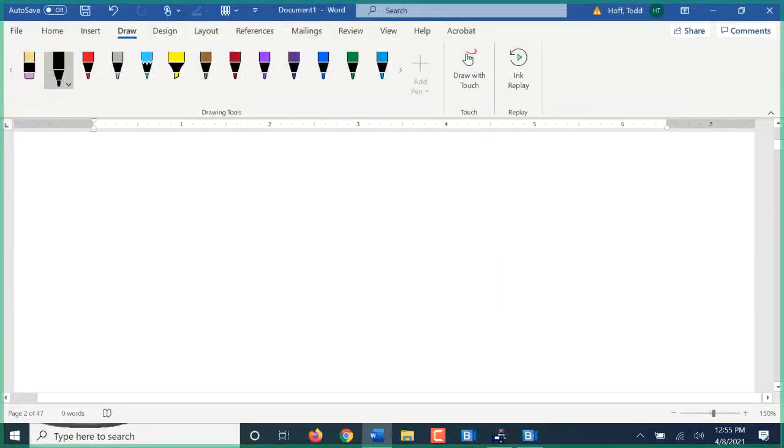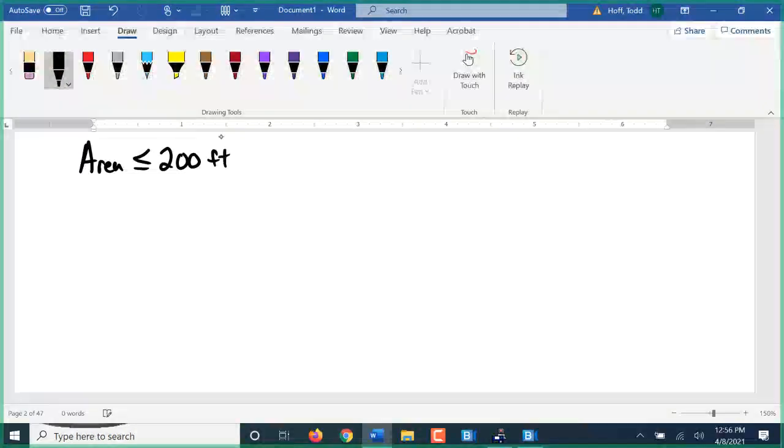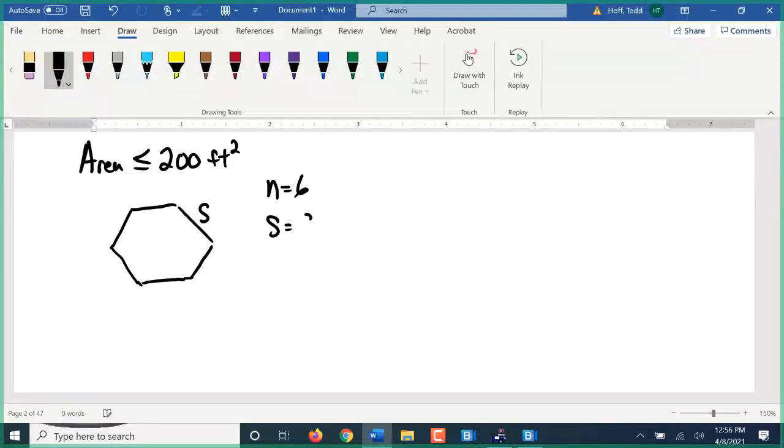Let's say we are working in a municipality where anything with an area larger than 200 square feet gets assessed on your taxes. So we need to keep our area under 200 square feet. And we want to build a gazebo that's a regular hexagon. We want to know what size we can make the sides. So n equals 6 here, and s is just going to be s for now.